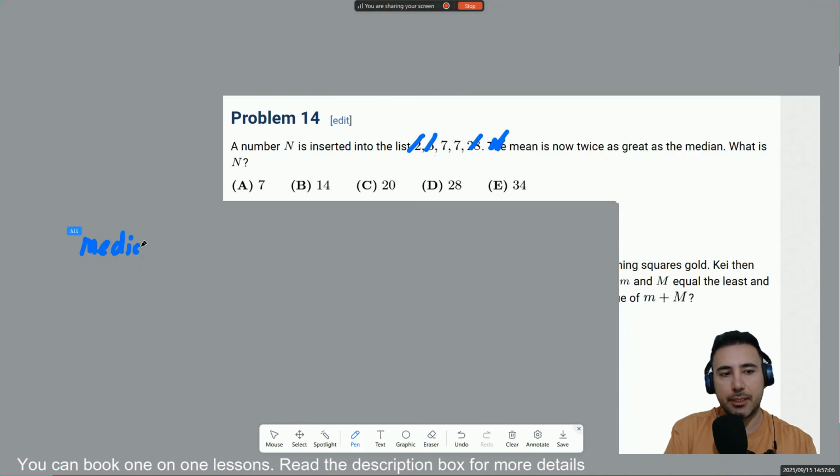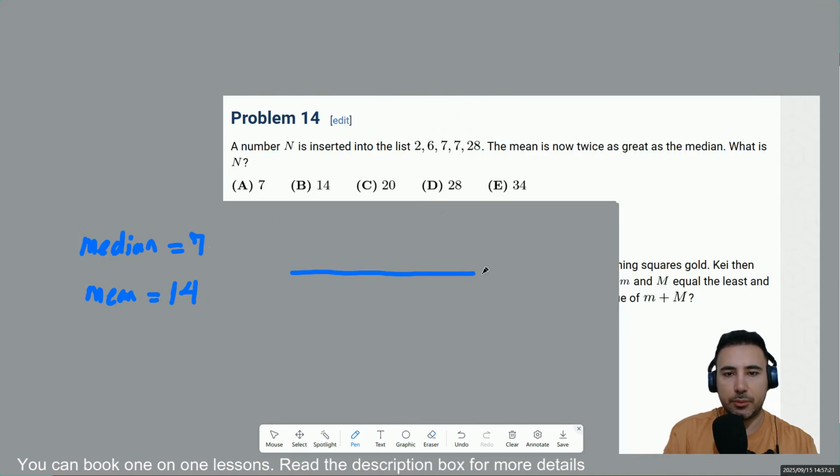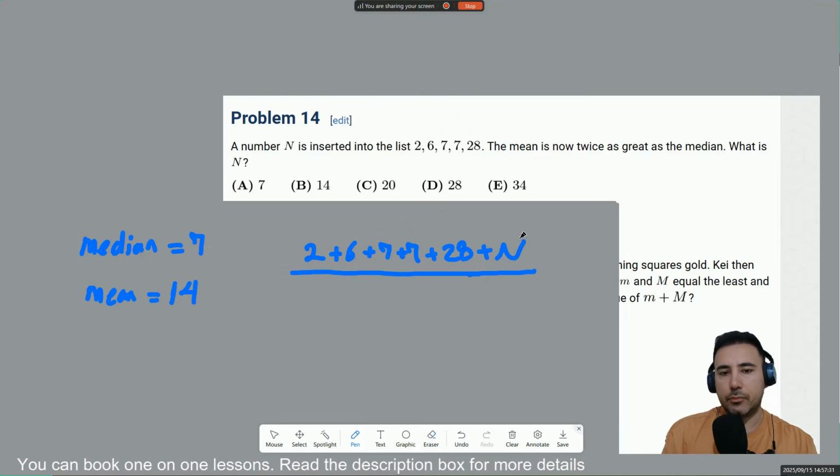We know that the median is 7. And here it says the mean, the average, is twice of that. So the mean will be 14. So we're just going to write the simple equation. We're going to find the average. The average is going to be like this: 2 plus 6 plus 7 plus 7 plus 28 plus n. So how many numbers do I have? 1, 2, 3, 4, 5, 6 numbers now. This is equal to, the mean is just 14, right?